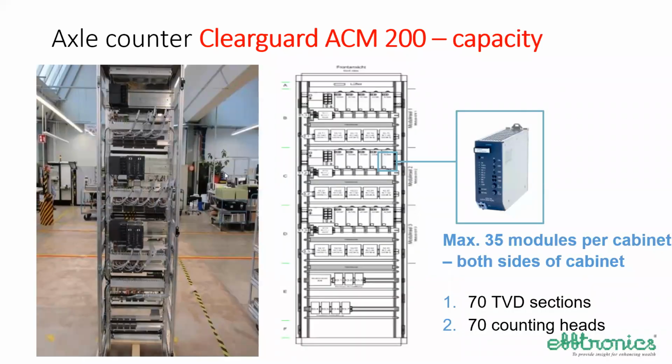It looks like this, this unit. This is the backside, and these are the ACMs actually. The capacity of one full rack is 70 train vacancy detection sections, 70 sections and 70 counting heads, with 35 modules, because each module, as you have seen, can monitor 2 detection points and 2 sections.